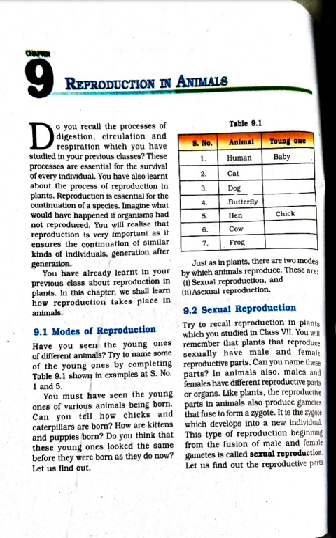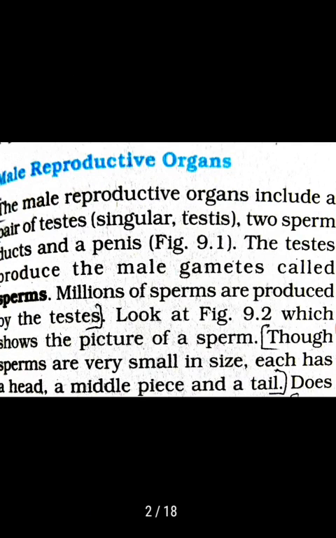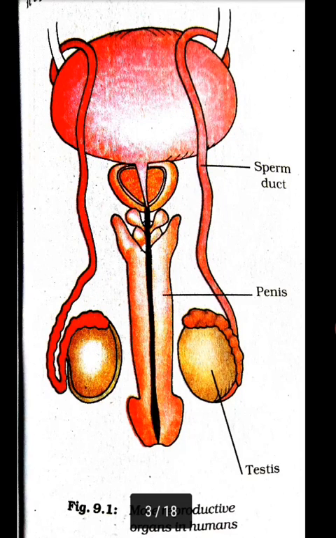Let us find out the reproductive parts in humans and study the process of reproduction in them. First, we can study the male reproductive organs. The male reproductive organs include a pair of testes, two sperm ducts, and a penis. The testes produce the male gametes called sperms. Millions of sperms are produced by the testes.